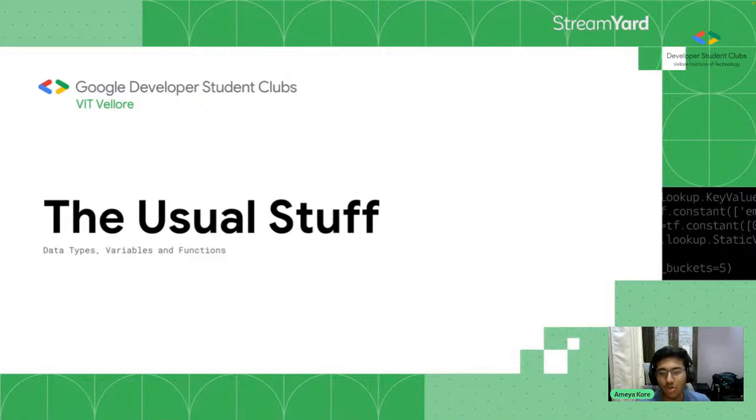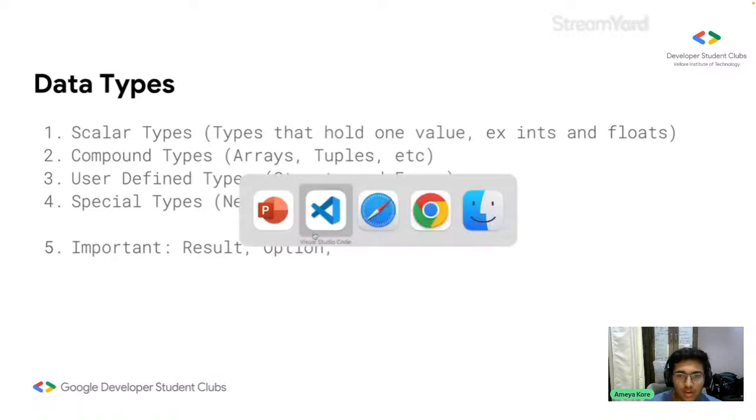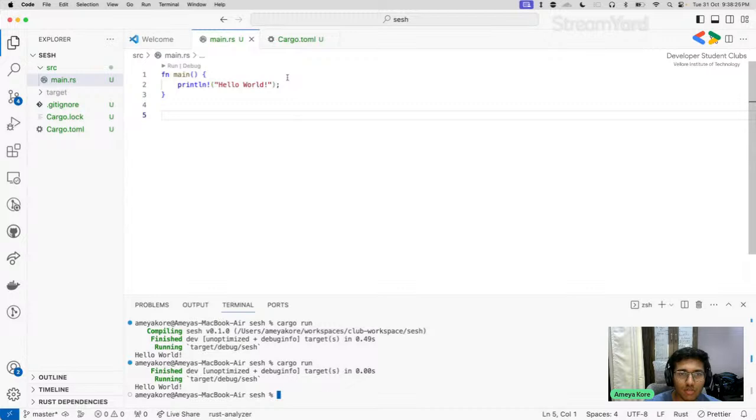Like, as you see in all languages, you have data types, you have variables, you have functions, right? That you have basically in every language, right? So we'll sort of go ahead with data types, right? So you have scalar types, so you can hold one type of value, right? So if you have, we'll just erase this, right?